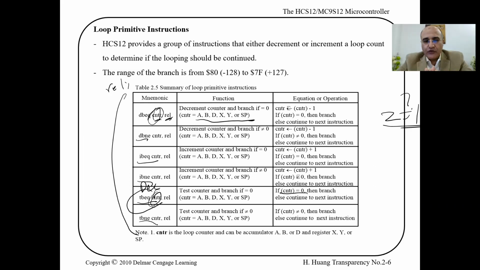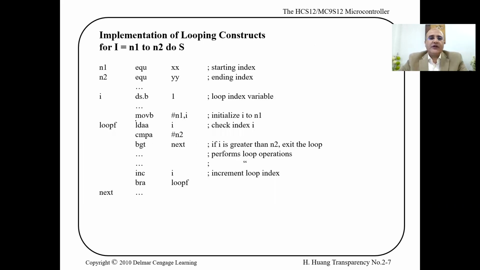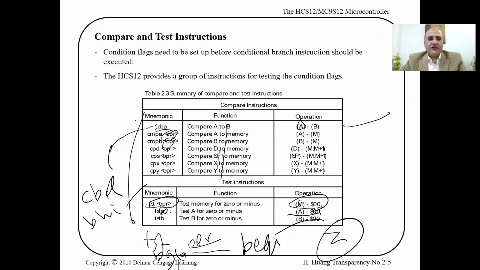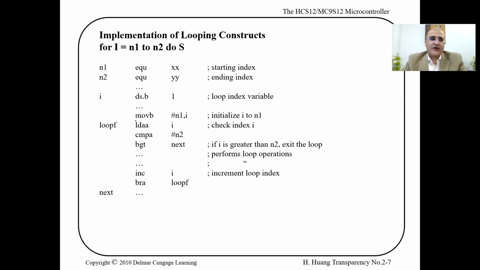And go back to the flipped class demo class 2, I think, where we did the blinking, and I used one of these instructions and explained how. Okay, having the ability to branch and compare, you can go implement any of those loops you had. And here are a lot of examples. This is an example for a for loop that initializes I to N1, from N1 to N2, to keep doing something. Okay.